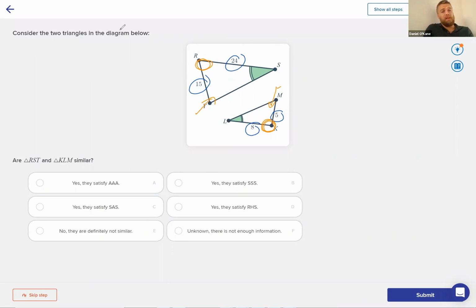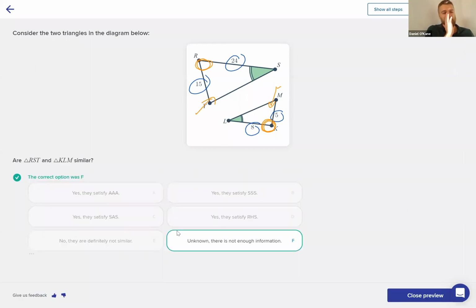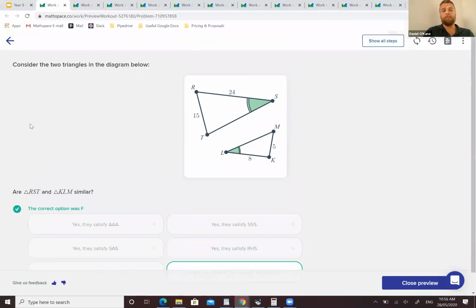They could be similar, but we don't know. There is not enough information. So we actually have to choose option F. In that particular case, because the angle wasn't the included angle, even though the sides looked like they could have that same scale factor, we were unable to determine whether they were similar or not.